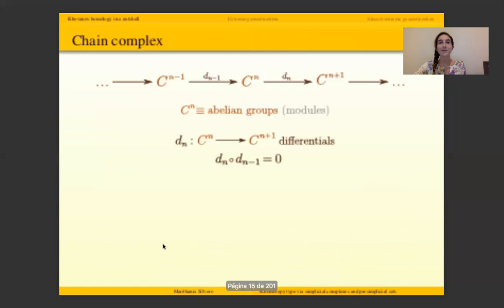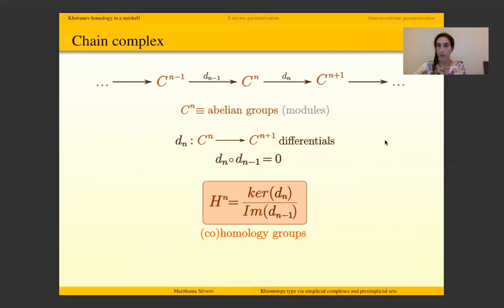So let's see how we construct it. We need a chain complex, where these are the abelian groups, the chain groups, and we have some maps, some differentials, okay? And then once we have this, we just take the quotient, and what we get are the homology groups we are looking for. So what we need to know is how to construct this chain complex, how to construct the Khovanov complex. We need to define who the chain groups are and what the differentials are.